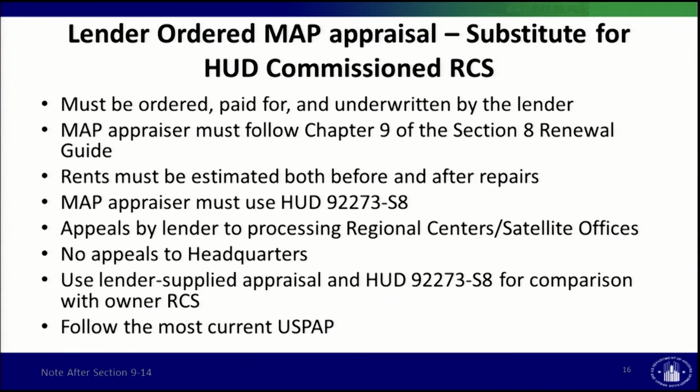Now, appeals by the lender go to processing, the regional center, and satellite offices. No appeals go to headquarters. Use the lender supplied appraisal and the HUD S8 for comparison with the owner's RCS. Last, you have to follow the most current USPAP, and remember it can only be used in lieu of the HUD commissioned study, not in lieu of the owner's.